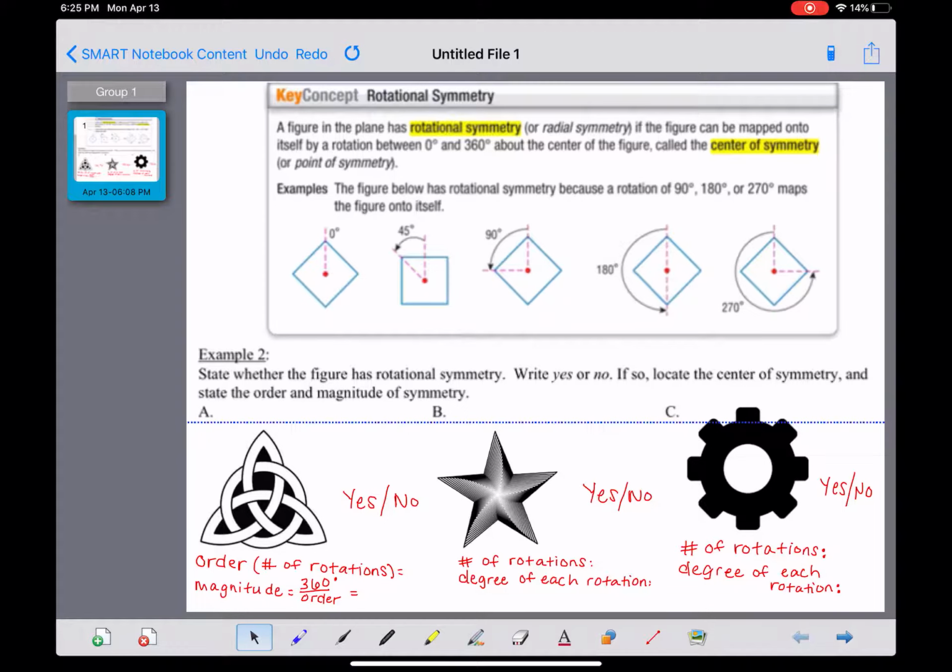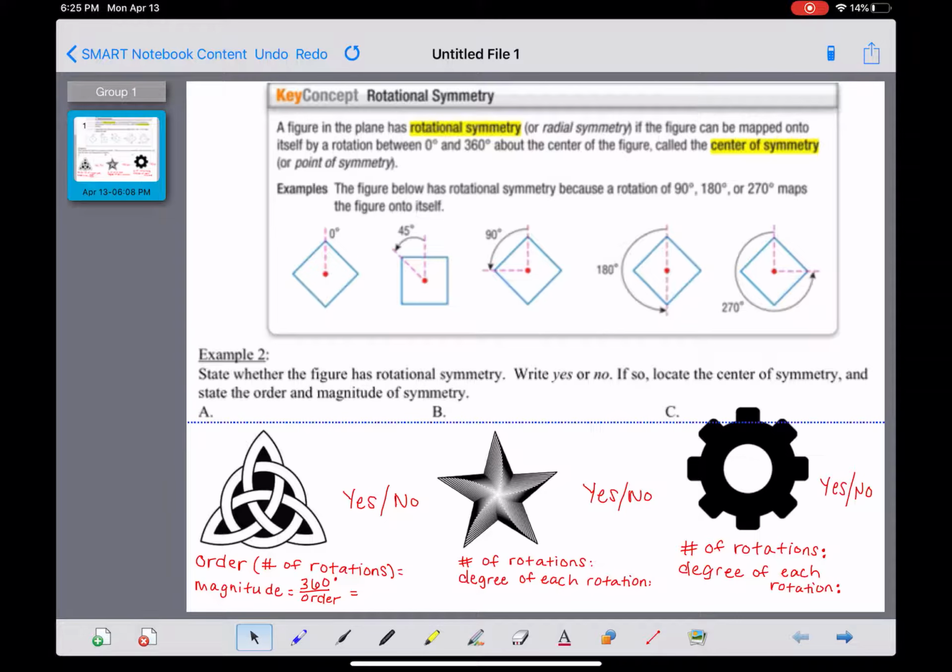Hello. In this video, I will be discussing rotational symmetry. A figure has rotational symmetry if the figure can be rotated to where it looks identical to its original figure, its original form, orientation, and everything.